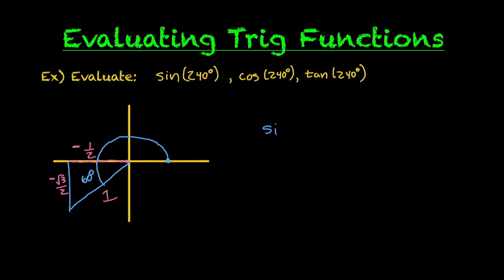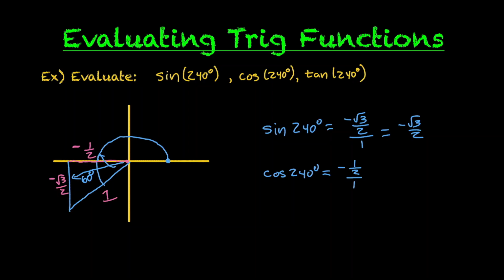Now, once we have this picture drawn, we can use SohCahToa. So if we want sine of 240 degrees, that's going to be the opposite side. So opposite of our angle is negative root 3 over 2, over the hypotenuse, again, is 1. So this is just going to be negative root 3 over 2. Whereas cosine of 240 degrees is going to be the adjacent side, so negative 1/2 over the hypotenuse, which is 1, so just negative 1/2.